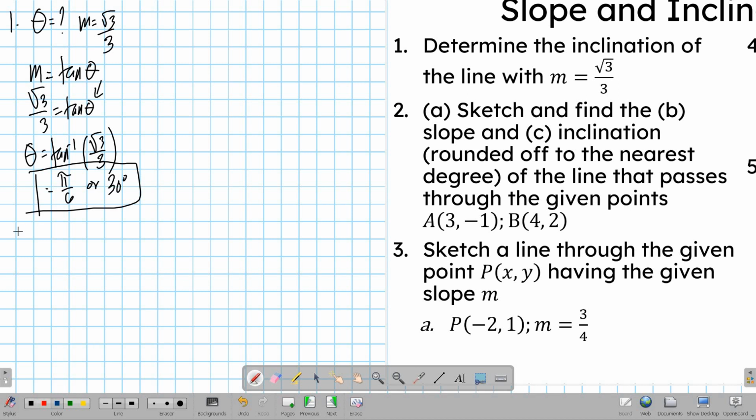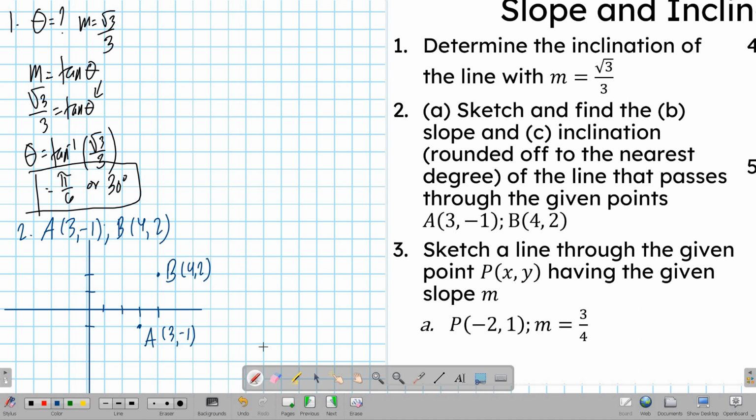In number 2, we are asked to sketch and find the slope and inclination of the line that passes through the given points. We have A (3, negative 1) and B (4, 2). So let's first sketch the 2 points. Let's plot the 2 points. So A: 1, 2, 3, negative 1. So this is A at (3, negative 1), and here is B at (4, 2).